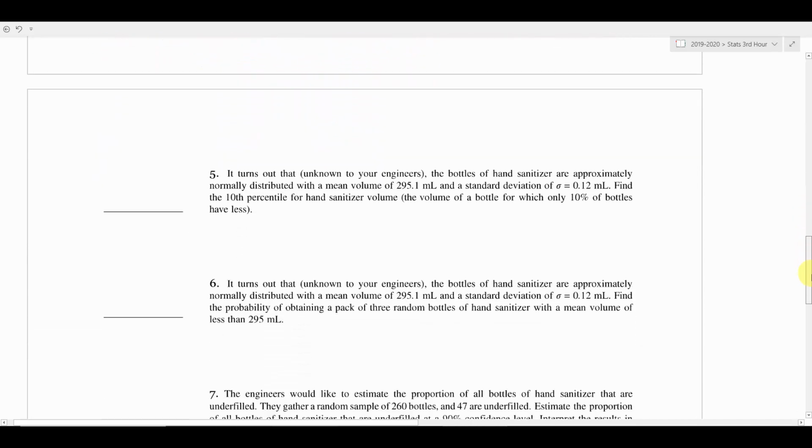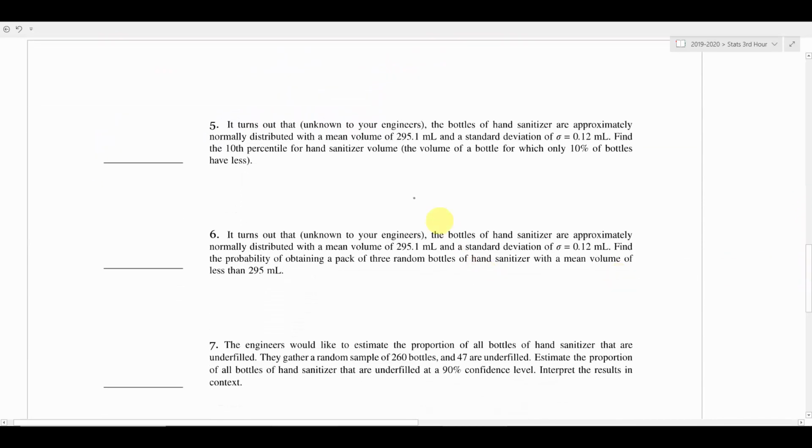All right. Let's go to number 5. Let's read this one carefully. It says, it turns out, and again, unknown to our engineers, the bottles of hand sanitizer are approximately normally distributed. Okay, so the shape is normal. The mean is 295.1, so we know the population mean. And the population standard deviation is 0.12 milliliters. All right, so we know everything about this distribution, which is great. They want us to find the 10th percentile for hand sanitizer volume. So what amount of volume would be at the 10th percentile for this distribution?